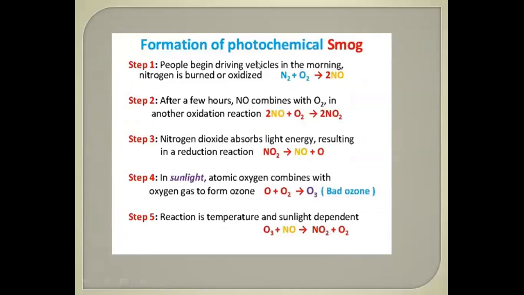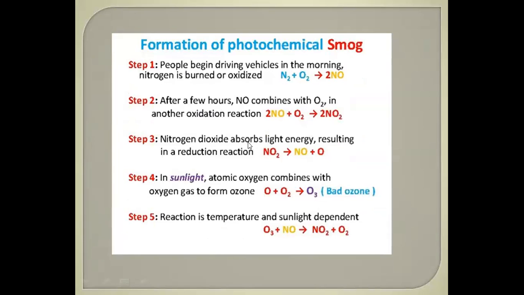Formation of photochemical smoke. In step 1, people begin driving vehicles in the morning. Nitrogen is burnt or oxidized. This nitrogen combines with oxygen to form 2NO. After a few hours, nitrogen oxide combines with oxygen. Another reaction occurs, oxidation, which gives 2NO2.